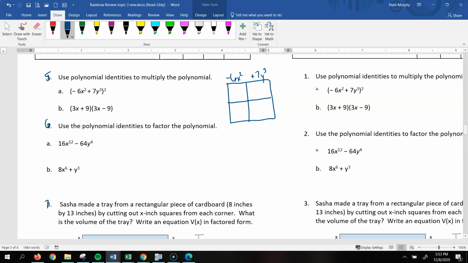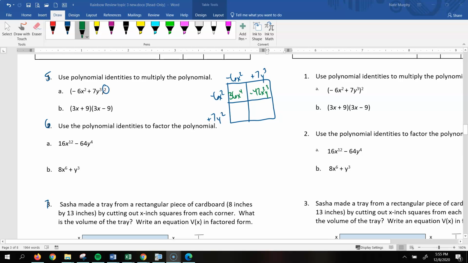Remember, what it means to square something is you multiply it times itself. So we're going to have negative 6x squared plus 7y cubed over here as well. So when you multiply these, you get a positive 36x to the 4th. When you take negative 6x squared times 7, you get negative 42x squared y cubed, if we squeeze that in there. All right, now let's look at the bottom row.